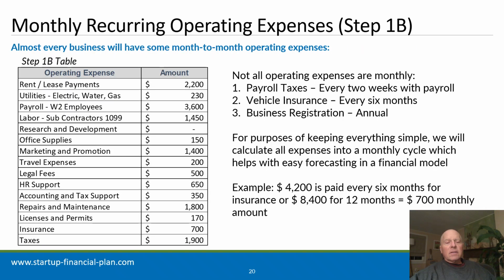The next table would be the recurring monthly. So step 1B in the financial model template is to capture all the operating expenses: rent, utilities and payroll. And it'll vary. These are just examples that are in the sample template. There's a sample template that has a complete example, and there's a blank template that you fill out.